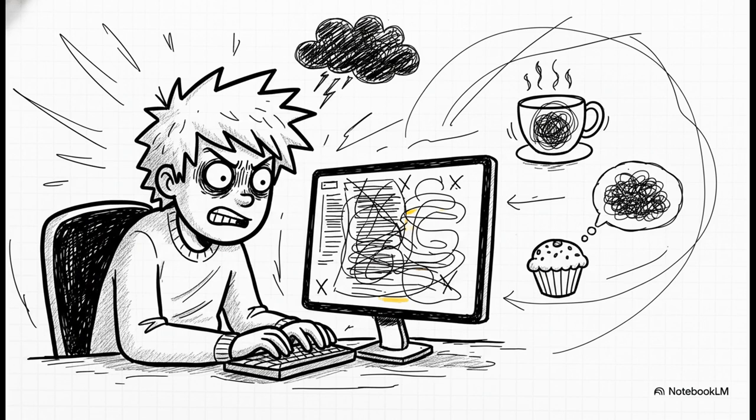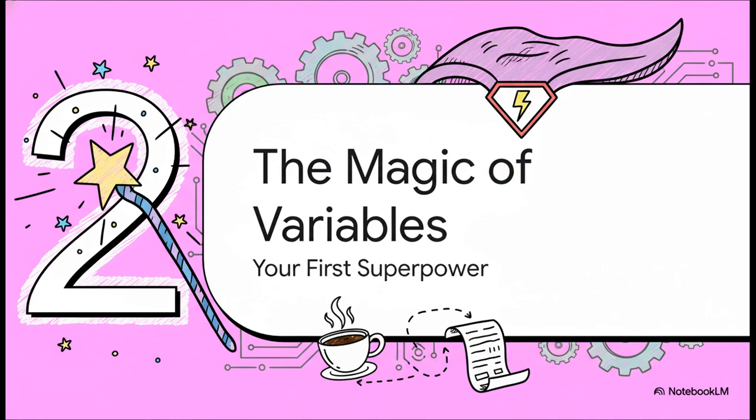I suppose we could just write a program that says, coffee is $3, sandwich is $5. But what happens when the next customer wants 4 muffins? Or what if the price of coffee goes up next week? We'd have to rewrite our code every single time. That's called hard coding. And trust me, it's a programmer's nightmare. There has to be a better way. And of course, there is a better way.